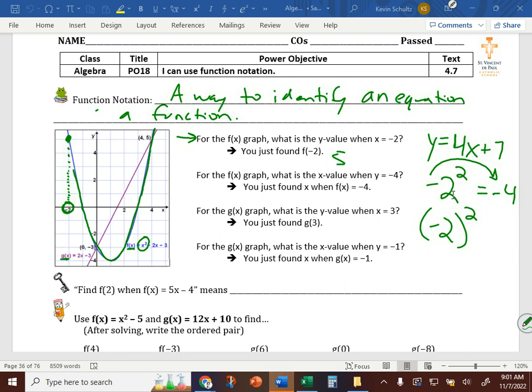If you plug negative 2 into this equation and square it, what you want is the second part here. You're taking the x value of negative 2 and squaring. You need to have parentheses, and that's going to be positive 4, because negative 2 times negative 2 is positive 4. You're squaring something by multiplying it times itself.